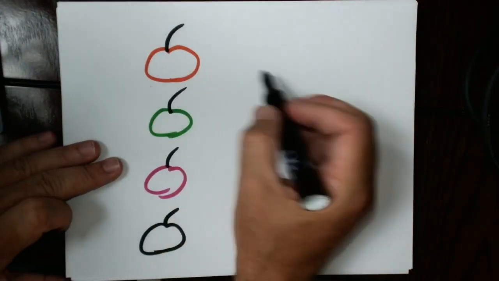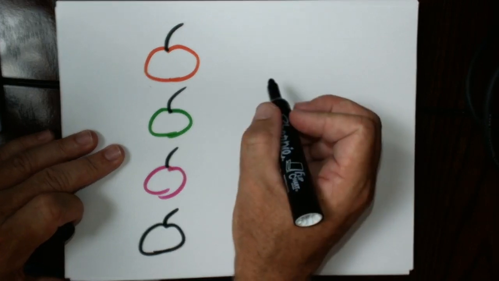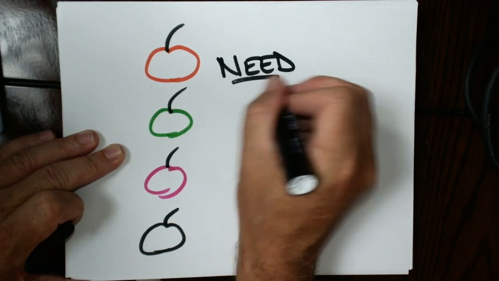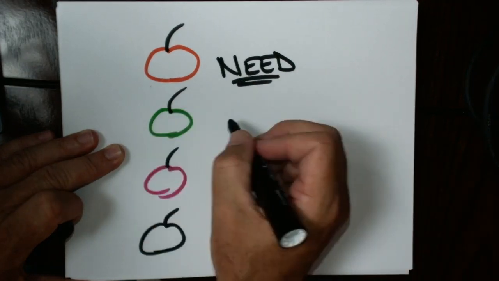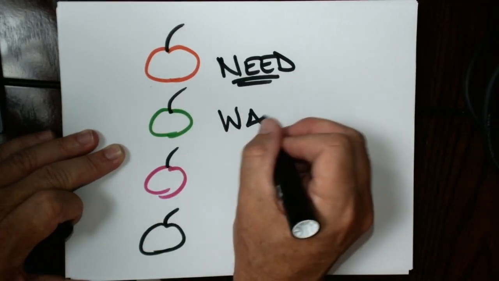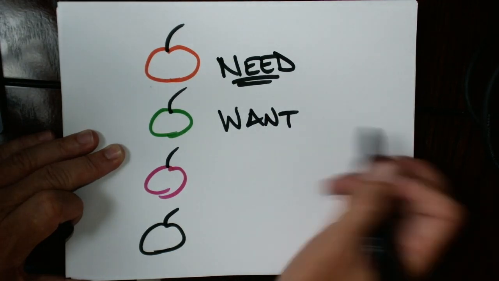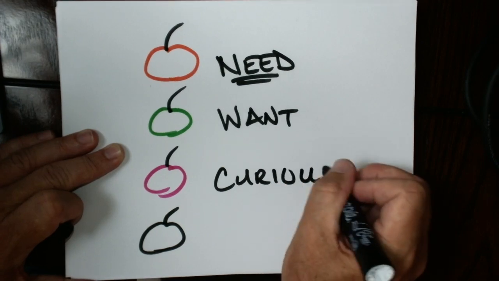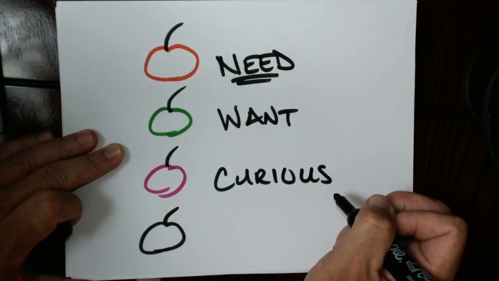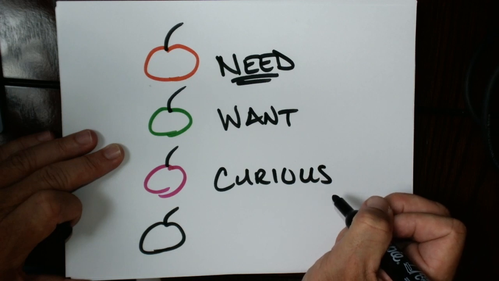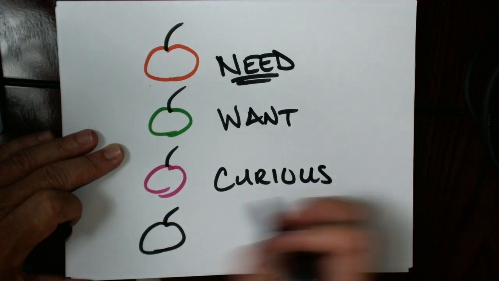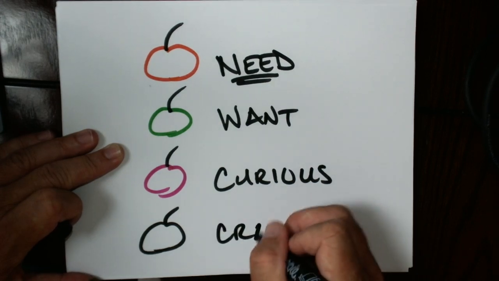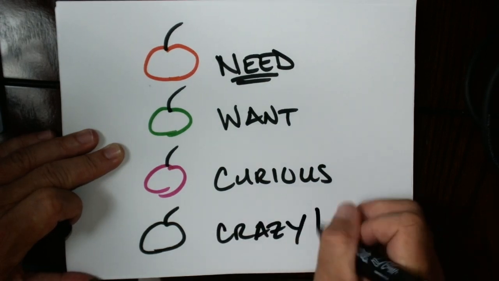So our red apples, these are people that need to sell. These are the people you're looking for. The green apples are the people that want to sell. The brown apples are curious. They just want to know how much they could probably get for their property and what this is all about. How does this work? They've got lots of questions. And then you have the rotten apples, who I refer to affectionately as crazy.